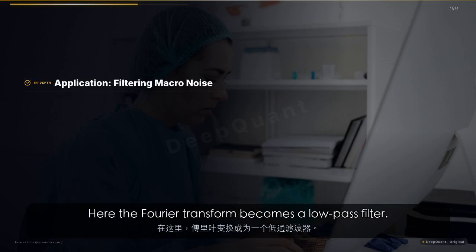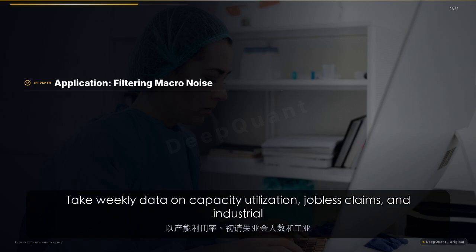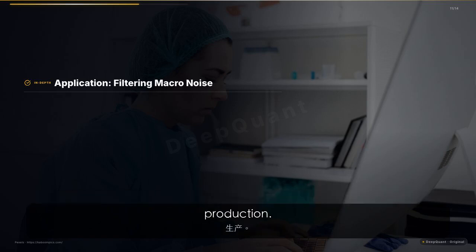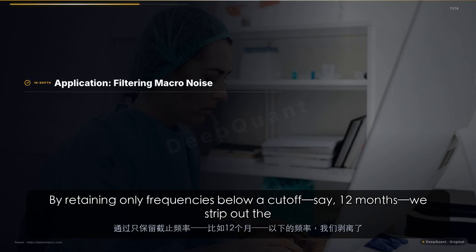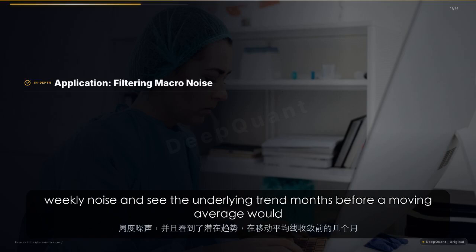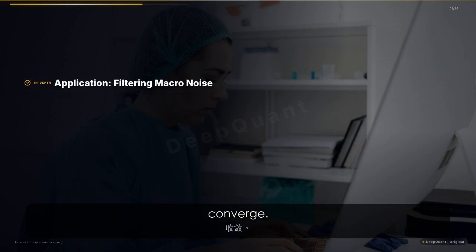Here the Fourier transform becomes a low-pass filter. Take weekly data on capacity utilization, jobless claims, and industrial production. By retaining only frequencies below a cutoff, say, 12 months, we strip out the weekly noise and see the underlying trend months before a moving average would converge.